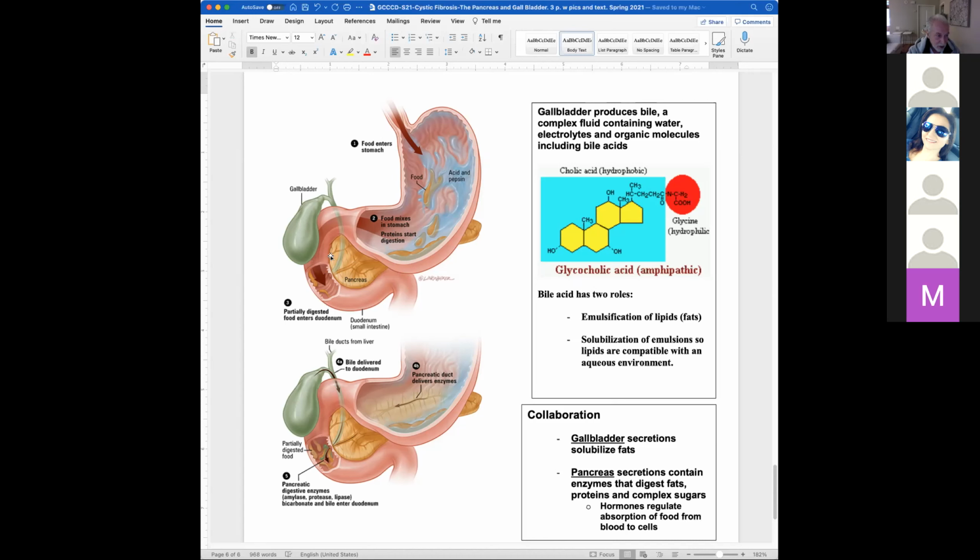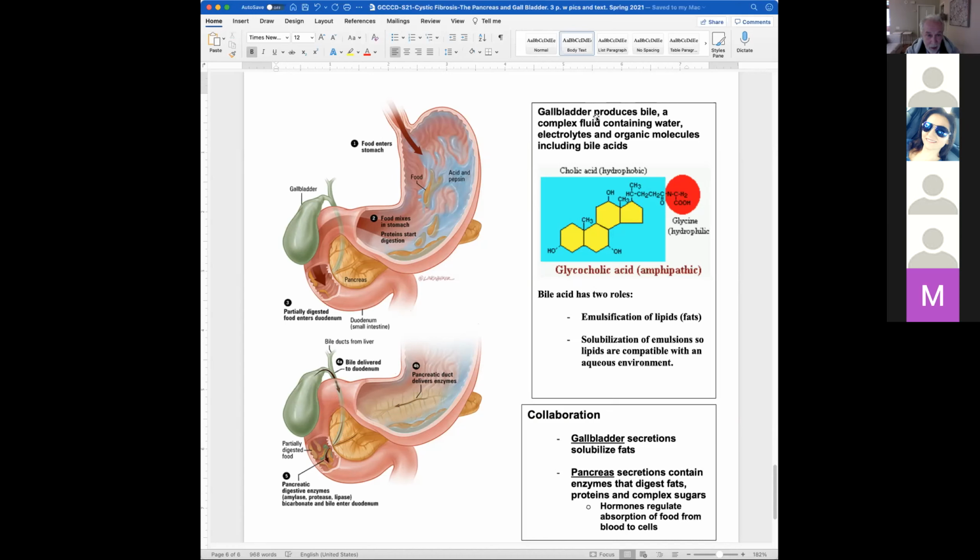So here's where the digestive juices enter the small intestine, where digestion is completed and absorption of the nutrients that you get from food occurs. So if you go to the lower part of this, bile is produced in the gallbladder, and the pancreatic juices are produced in the pancreas, and they mix in the duodenum. Now, what's the role? We know what the pancreatic juices do, but what does bile do?